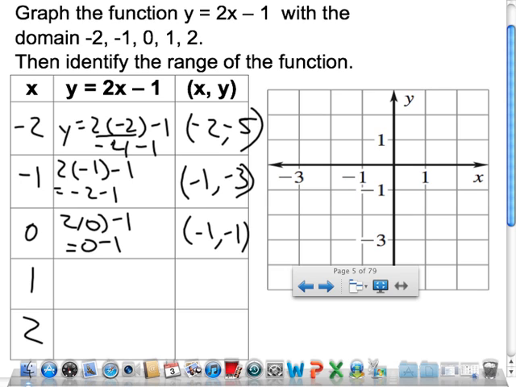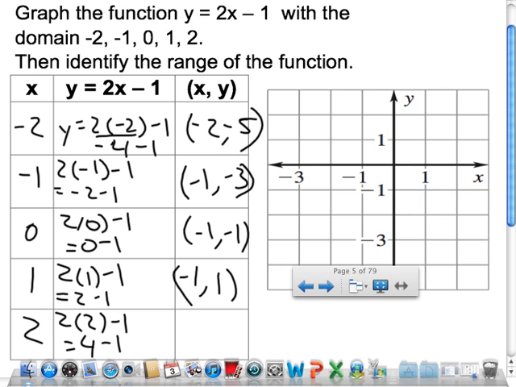Plug in 1: 2 times 1 minus 1. That's just 2 minus 1, which is 1. So 1 comma positive 1. And finally, when you plug in 2, you get 2 times 2 minus 1. 2 times 2 is 4, minus 1 is 3. So it's the point 2 comma 3. And then you just plot those points.